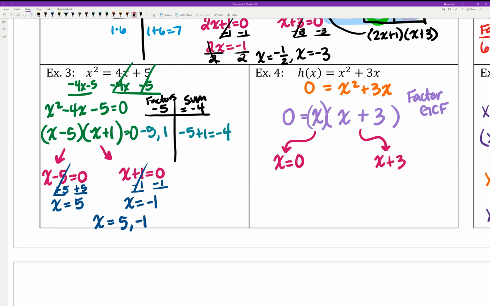And then we have x plus 3 equals 0. And for that one, we're going to need to subtract 3 on both sides. So then x is equal to negative 3. So for example 4, we can have x is equal to 0 and negative 3 as our answers.